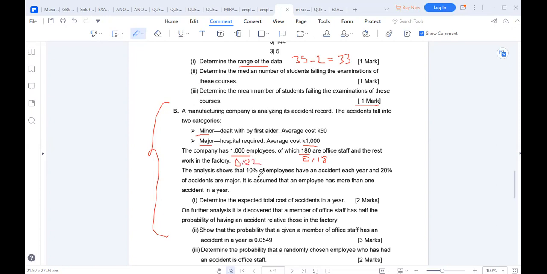And the analysis shows that 10% of the employees have an accident each year, and 20% have major accidents. It is assumed that no employee has more than one accident in a year. Determine the total cost of accidents in a year. Okay, so the cost comes from here. So we need to calculate the percentage for the minor and the percentage for the major, then you compute them.